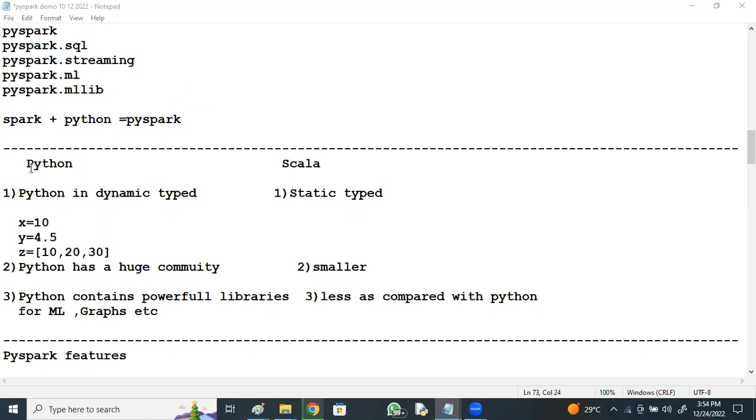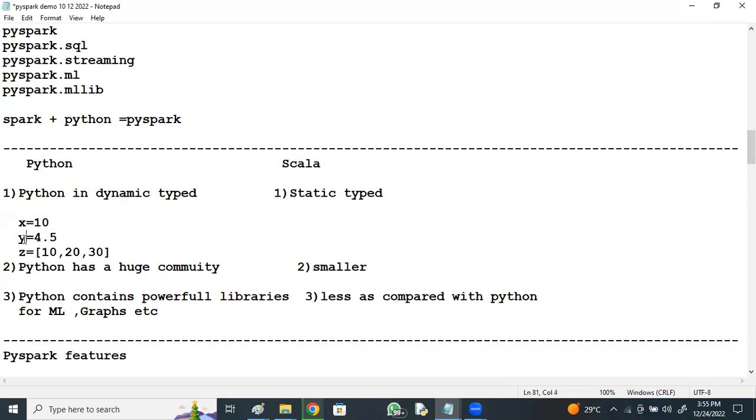Okay. Python and Scala. Python is dynamically typed. Dynamic typing means if you are assigning some value to a variable, what type of variable is created? X means an integer variable is getting created. What value are you assigning? Based on the value assigned, the variable X is created dynamically. Based on what value you are assigning?